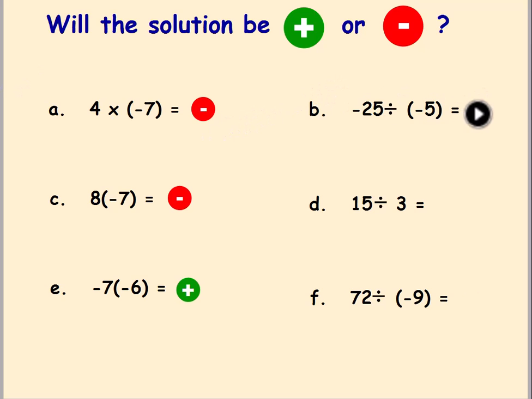Okay, B was a negative divided by a negative. That is a positive answer. D is a positive divided by a positive. Same signs, so that will also be a positive answer. And F was a positive divided by a negative. They have different signs, so your answer is negative.